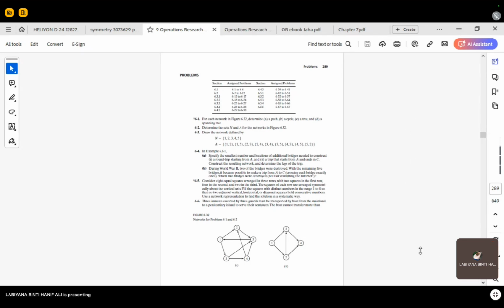This class is very short actually. That's why we stop at 3 p.m. Also, the next class, the game theory also very short. So you can use that time to do some exercises. Any question?